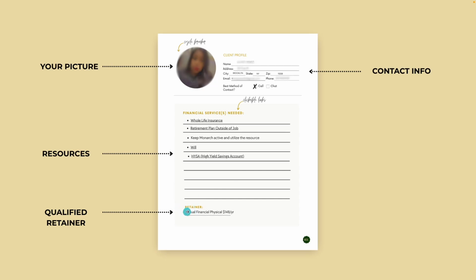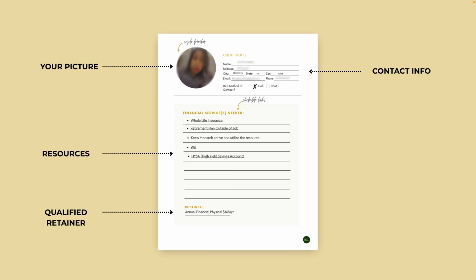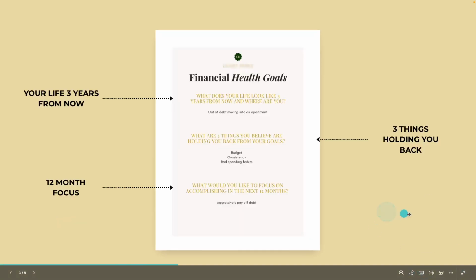Bottom half here where you see retainer, this is just what you are actually qualified for. So some people may be qualified for the CBT monitor, some people may only be qualified for the annual financial physical, so on and so forth. So it'll show you down here what you're actually qualified for that year. It may change the following year, right? So just as many times as you get your Wallet Wellness Exam report, please pay attention to what that says on the bottom, okay? All right, let's get to the next page.